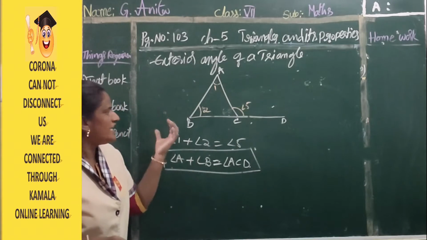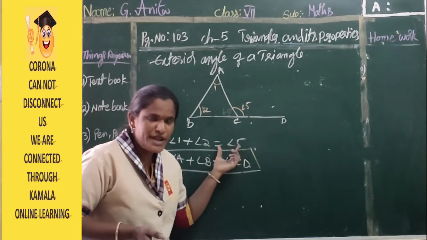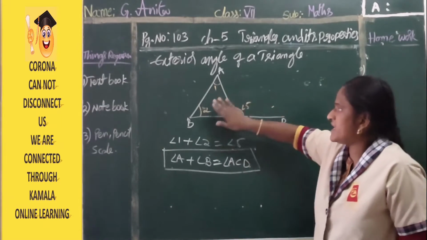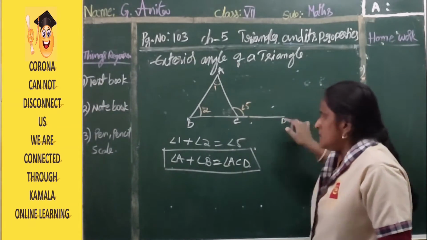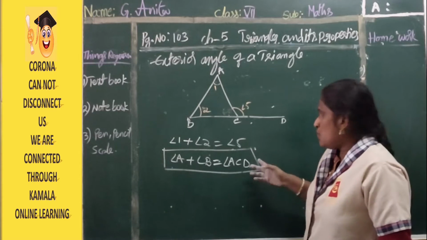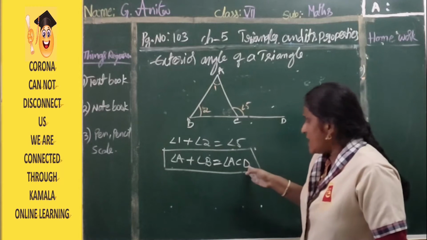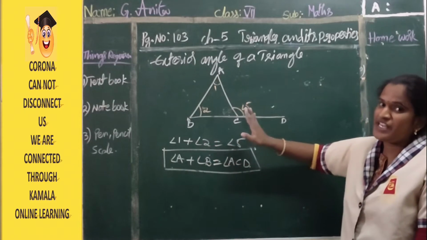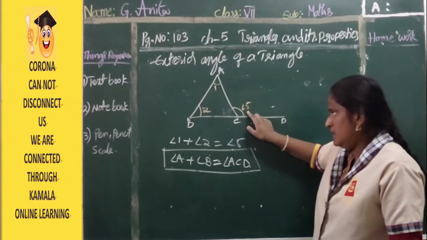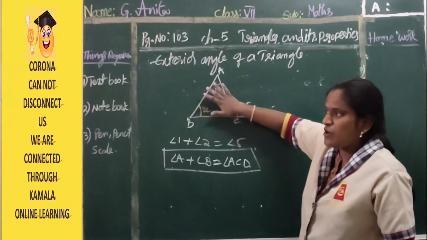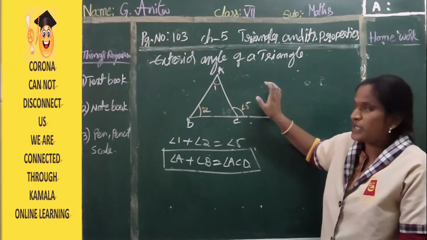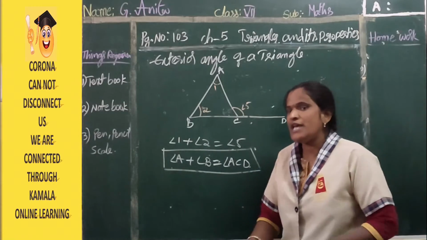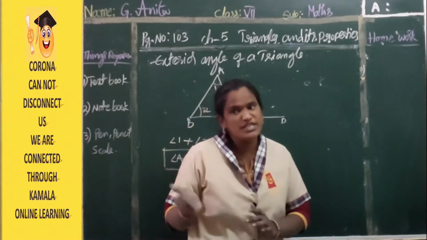Okay, clear children? So angle 1 plus angle 2 is equal to angle 5. This is called the exterior property. So angle A plus angle B is equal to angle ACD. This is known as the exterior property. So what you understood here? The exterior angle is equal to the sum of the two interior opposite angles of your triangle ABC. So this is the exterior angle, and the sum of these two interior angles are the opposite of the exterior angle. Yes. So clear, understood everyone? So this is known as the exterior angle property. In exercise 4, we are using this property only.